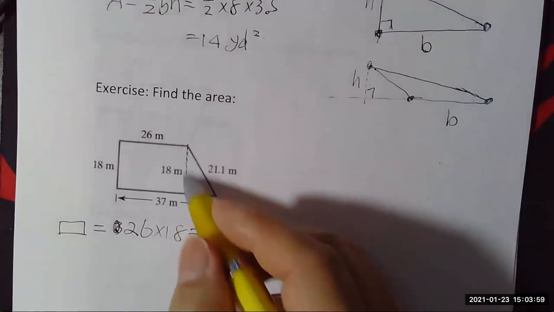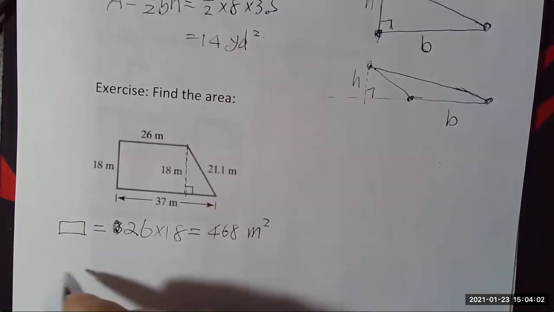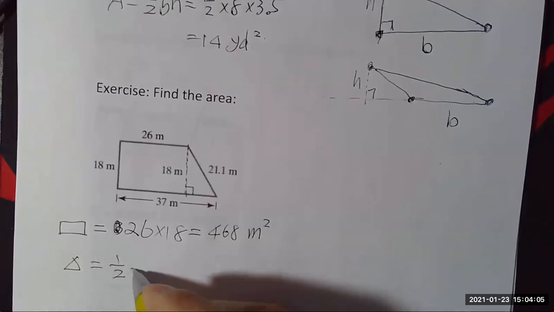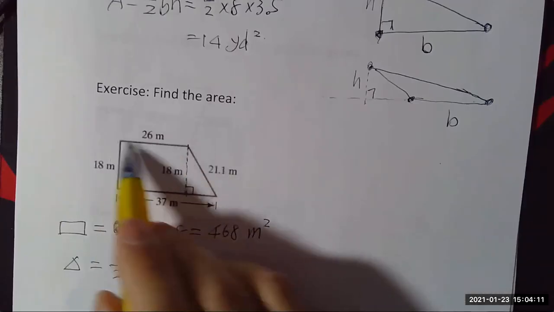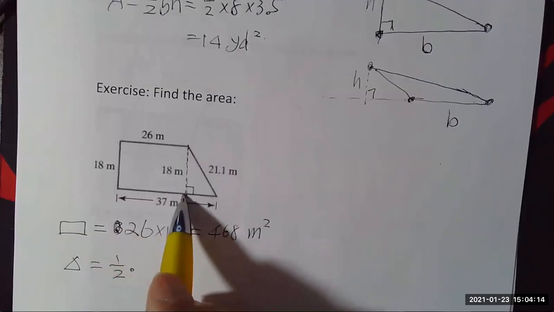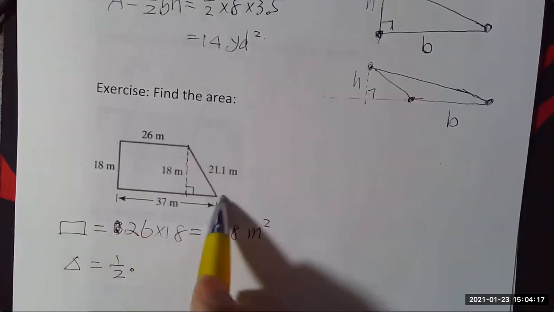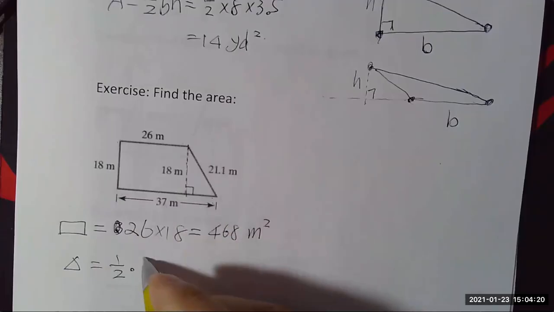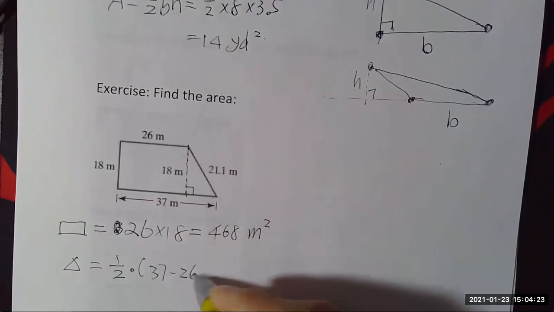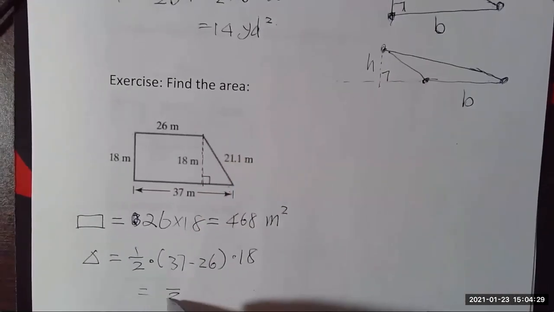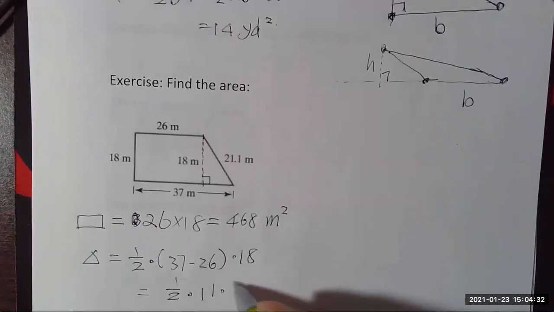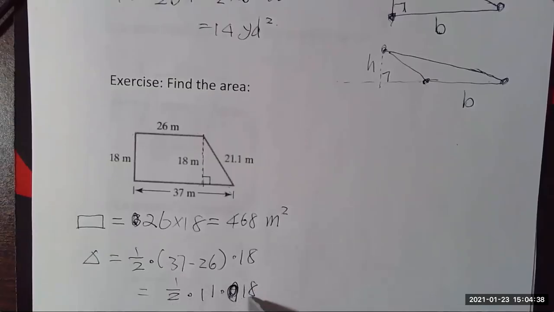Now triangle. Since this is a right triangle, this is the base, this is the height. So triangle equals half times base. Now what is base? We need this length, right? The whole thing is 37, and this part is 26. So 37 minus 26. That's our base, 37 minus 26. And the height is 18, so times 18. Now let's do the calculation. Half times, this is 11 times 18. Half of 18 is 9. 9 times 11, that's 99 square meters.